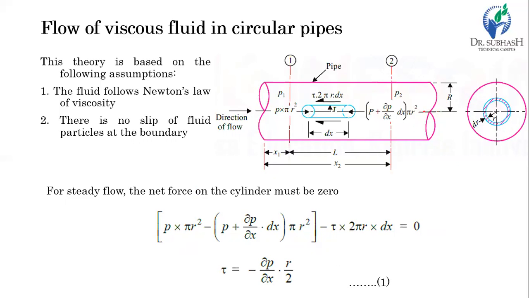Physical dimension: the diameter or radius of the pipe is R, say capital R, the radius of the pipe. And we have considered two different sections, section 1 and section 2. The lengthwise difference between section 1 and 2 is L here. And what we have considered here is the cylindrical volume. Now for the calculation of the governing equation, let's consider the fluid is a Newtonian fluid, and there is no slip of the fluid particle at the boundary. So it is a perfect viscous fluid.